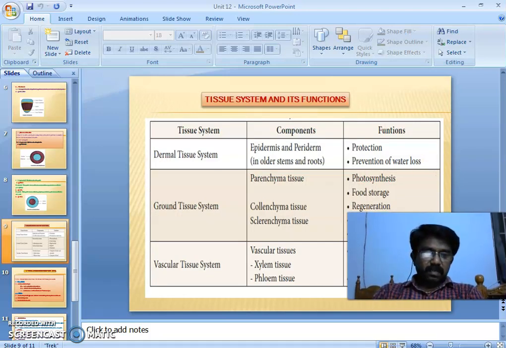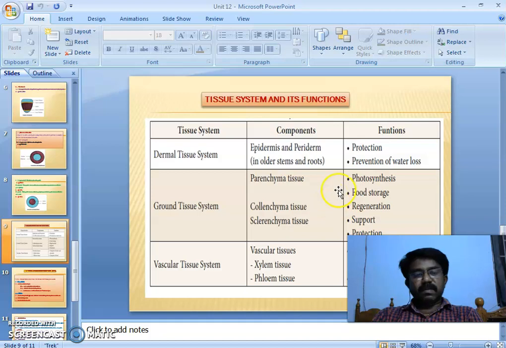Tissue system and its function. What are the functions of tissue system? It is a very important 4-mark question. Dermal tissue system: its components are epidermis and periderm. In older stems and roots, its main function is protection, prevention of water loss. It is the main function.